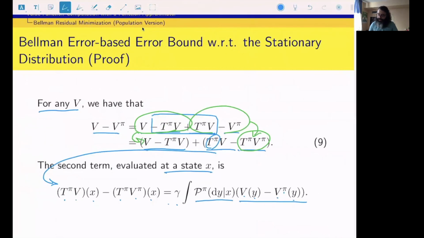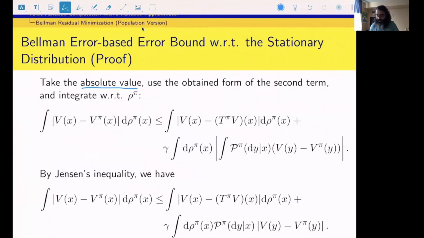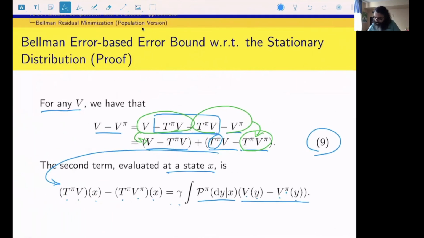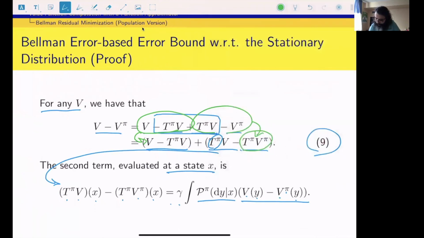Okay, now I start from this equation 9, take the absolute value of both sides, and then use the upper bound form of the second term, and then integrate with respect to rho pi. So these three steps. So when we look at the left-hand side, essentially what I'm trying to do here is take the absolute value of this and take the integral with respect to d of x.